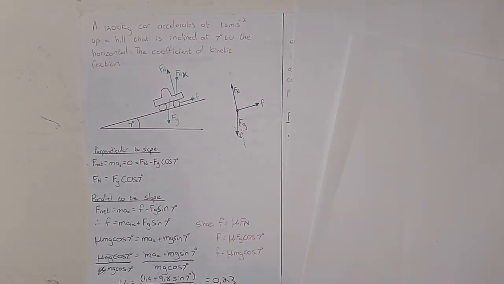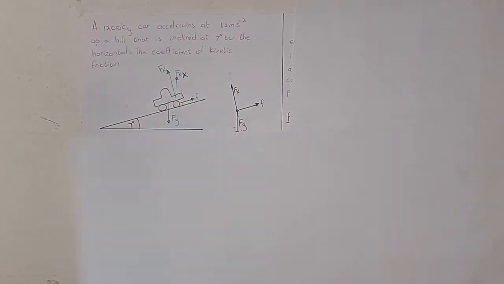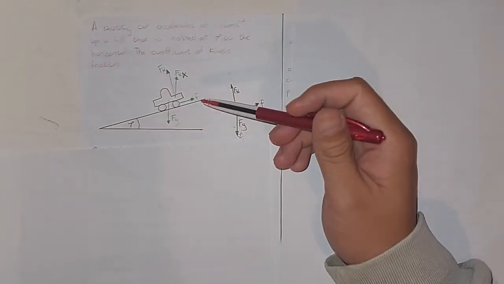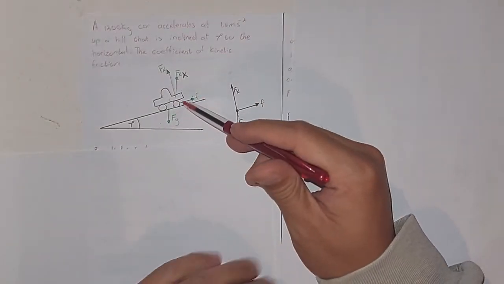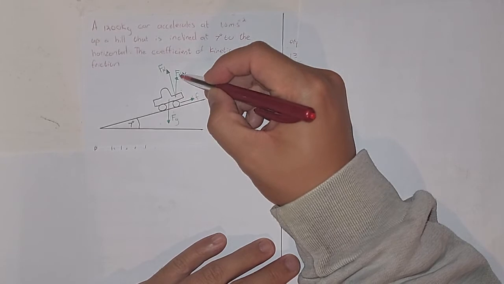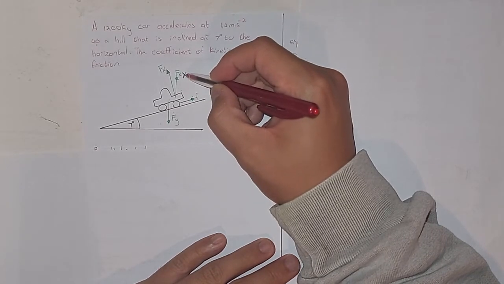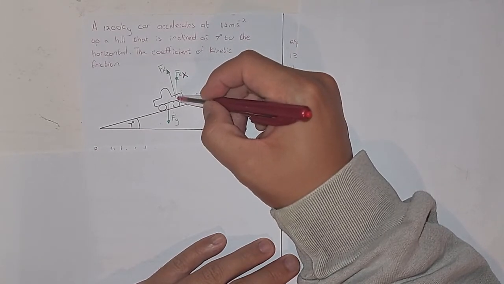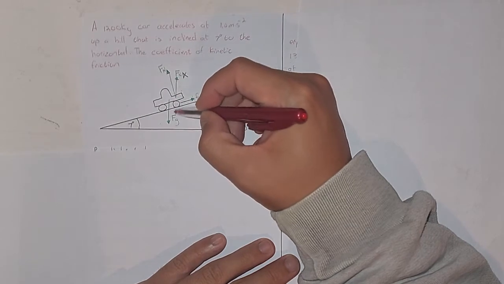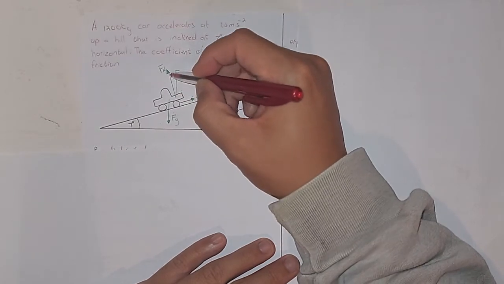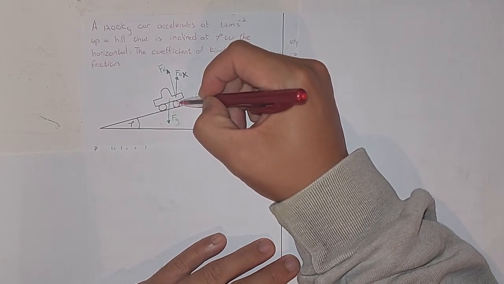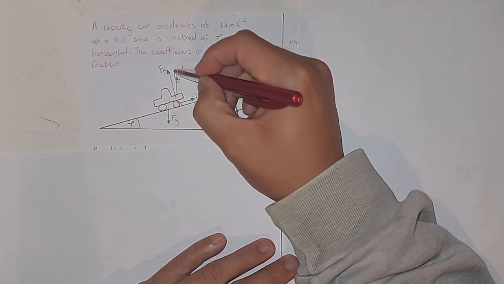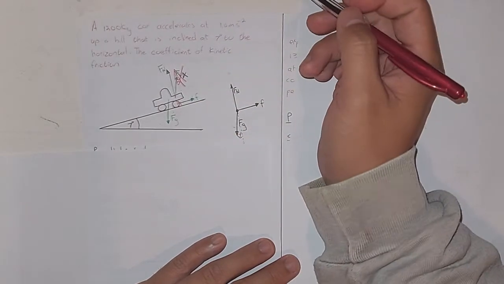Calculate the coefficient of friction over here. So first thing, I have drawn my car over here. Now notice this normal force is incorrect. Why is this normal force incorrect? Because you can see this is not perpendicular. However, this is perpendicular over here. So don't draw this Fn over there.